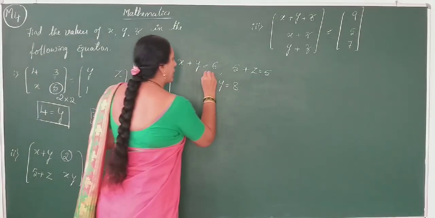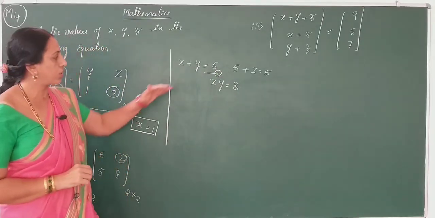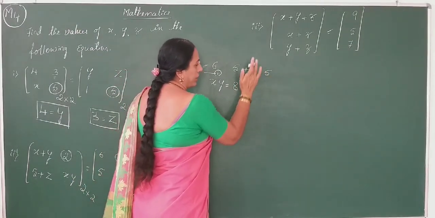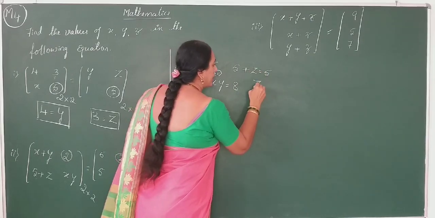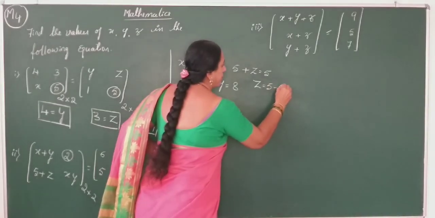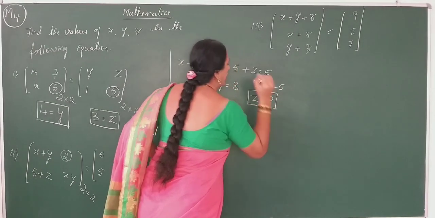So therefore these equations will be named: x plus y is equal to 6 is called equation 1, and the second equation is a single variable, 5 plus z is equal to 5. Single variable, so directly solve it: z is equal to 5 minus 5 is nothing but 0, therefore the value of z is equal to 0.